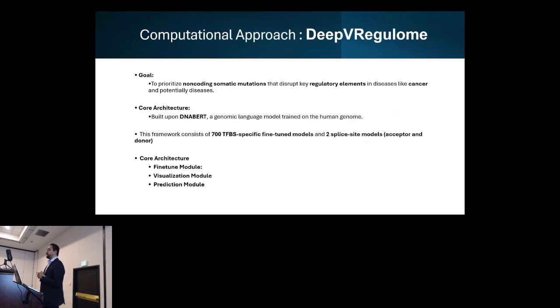In the DNABERT-Regulatory pipeline, we have three parts. One is the fine-tuning stage, the second is the visualization module, and the third is the prediction module. I'll come to each module one by one. As I already said, the total pipeline is based on the DNABERT model, and in this pipeline we made around 702 fine-tuned models. Each model is for a specific transcription factor binding site, histone marker, or splice site. I'll come to them one by one.